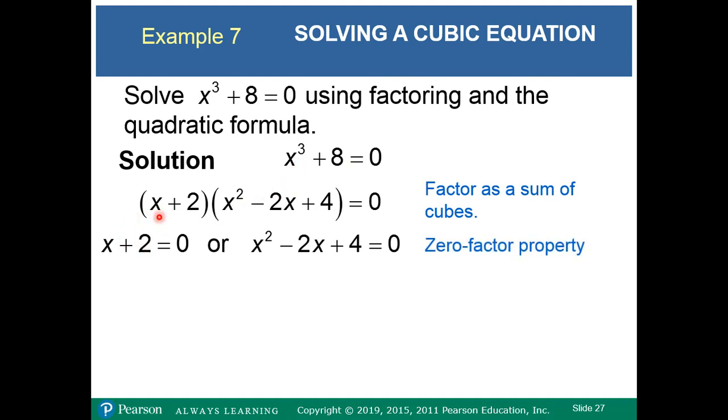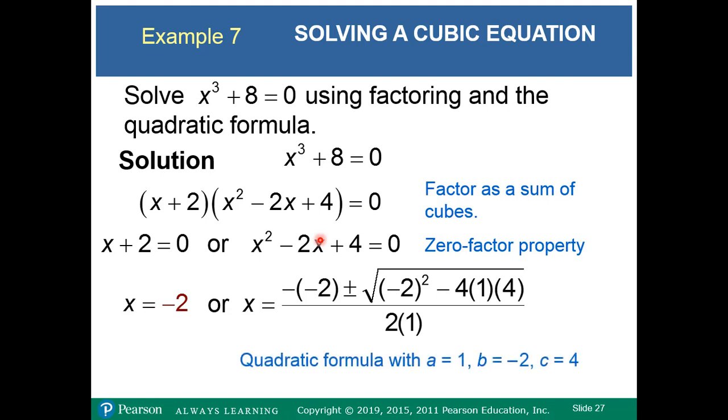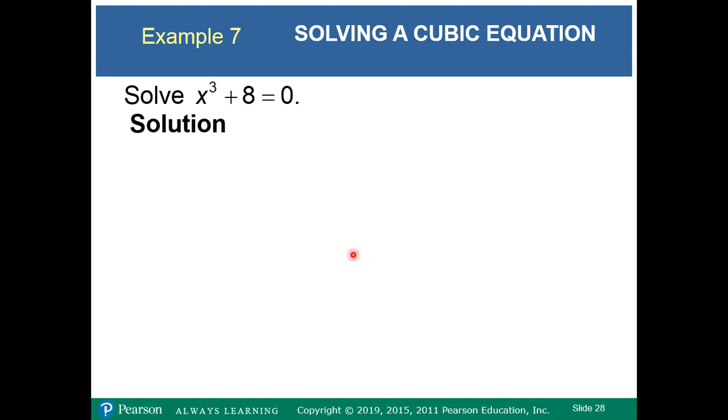So we know x plus 2 is equal to 0 or this is going to be equal to 0. All we're doing is using the zero product principle here. This is easy to solve: x is going to be equal to negative 2, that's good. But what about this? Well, we can't factor it, so we're going to have to use the quadratic formula. In this case, A is 1, B is negative 2, and C is 4.